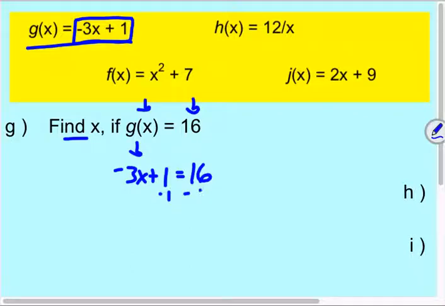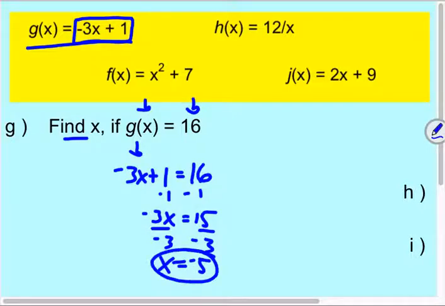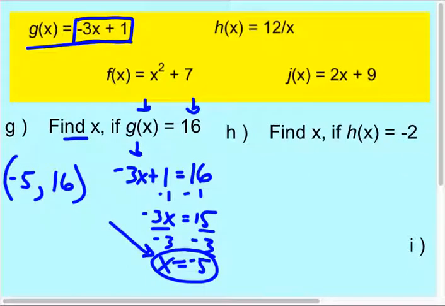So subtracting 1 from both sides, negative 3x equals 15. Divide both sides by negative 3. X equals negative 5. Now what does that mean? Well, when x is negative 5, your output is 16. So you could write it as an ordered pair like that. But they just wanted us to find x, so that's my answer there. X equals negative 5. What do we got over here?